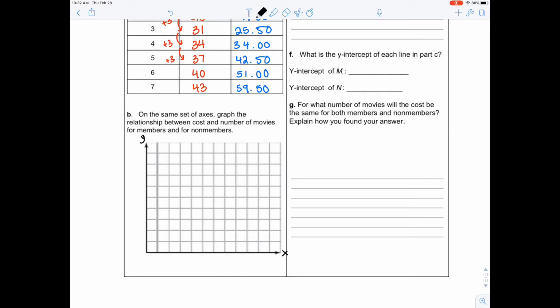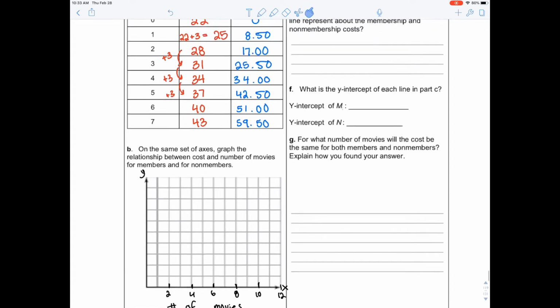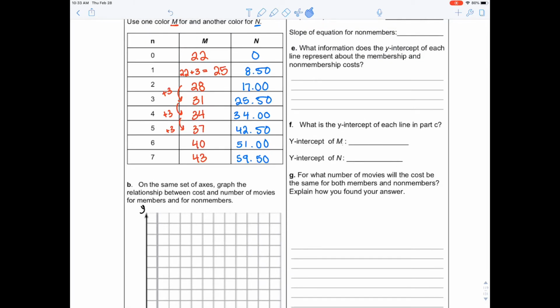So our independent variable here is the number of movies that we watch. So number of movies, and they wanted from 0 to 7. So I think what I'm going to do is just go by 2s. I'm going to skip a line and go 2, skip a line and go 4, 6, 8, 10, and 12. Obviously we don't need all of those, but I just feel like I need to complete that. Okay, and let's take a look here.